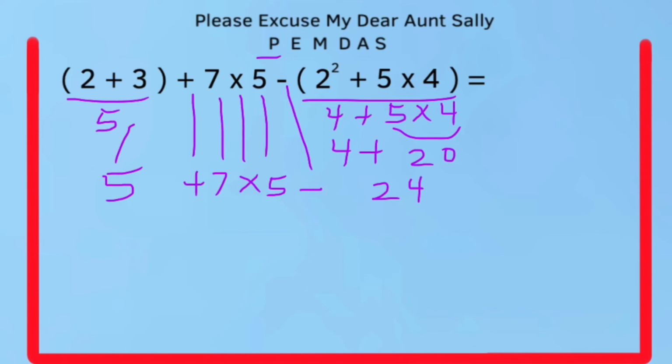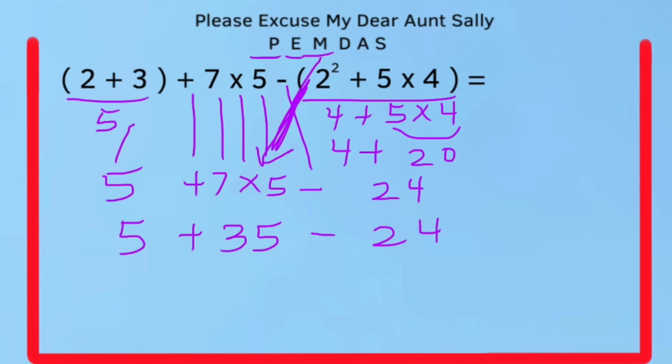Perfect. So now what do I do? I follow order of operations. So there aren't any parentheses, there aren't any exponents, but there is a multiplication. Okay, so here's a multiplication right here. 7 times 5 is 35. And then I bring down the rest of my problem. Make sure I did it correctly. It looks good.